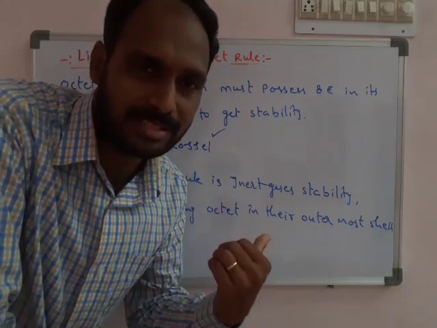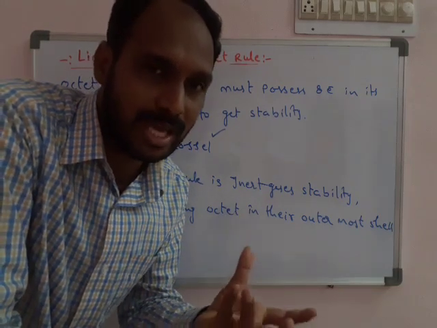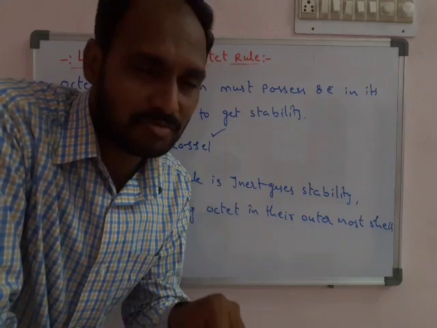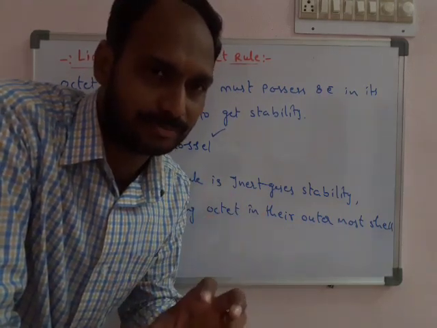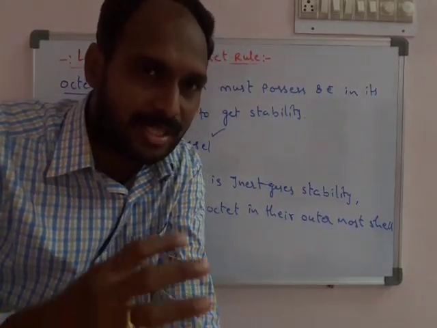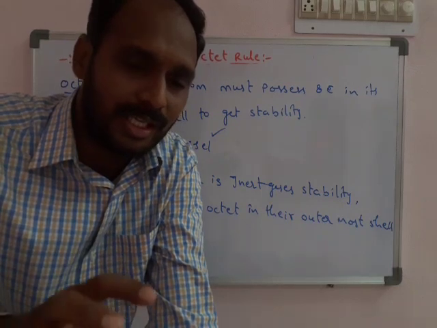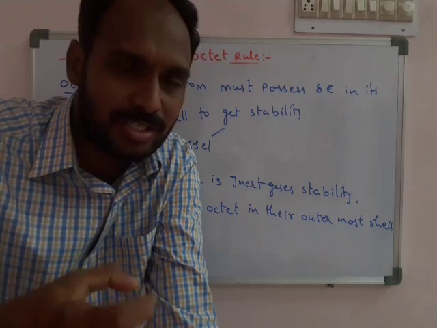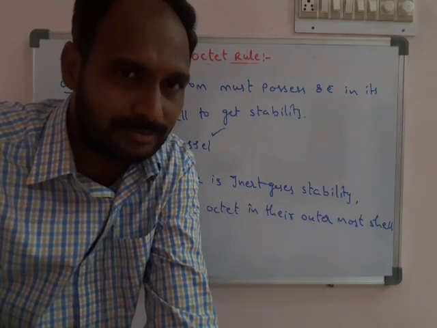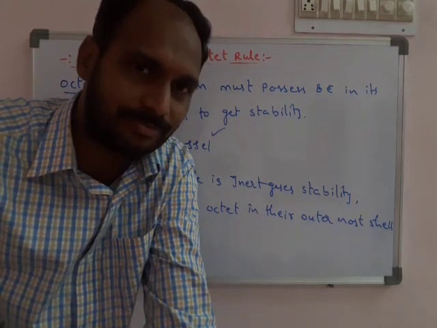So what is the basis for this octet rule? Inert gases are already in nature and are highly stable. How are they stable? It was discovered and proposed that all inert gases, which are stable, have eight electrons in their outermost shell. Helium is an exception. So all inert gases except helium have eight electrons in their outermost shell, and naturally they are very stable. That's why the scientists concluded that atoms or chemical species having eight electrons in their outermost shell become stable. Taking inert gases as the basis, with eight electrons in their valency shell being stable, they gave the octet rule. So like inert gases, if the outermost shell has eight electrons, they become stable. So this was the octet rule.